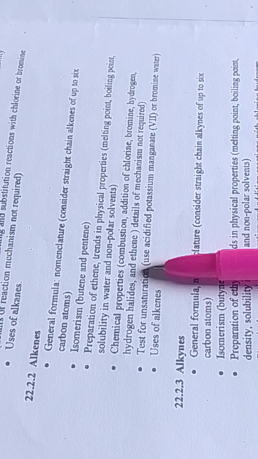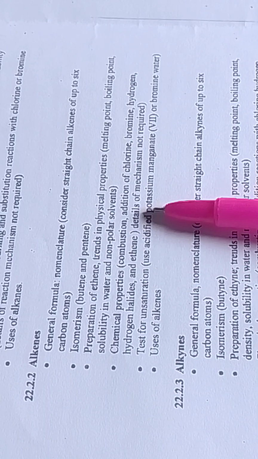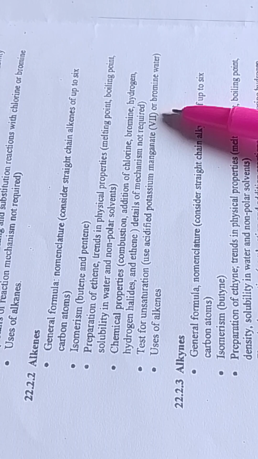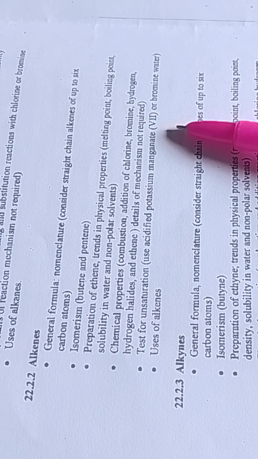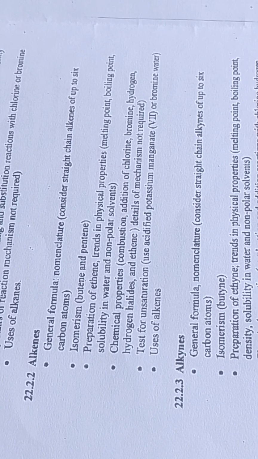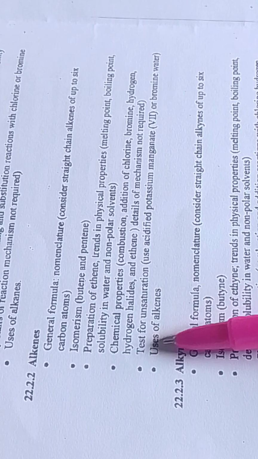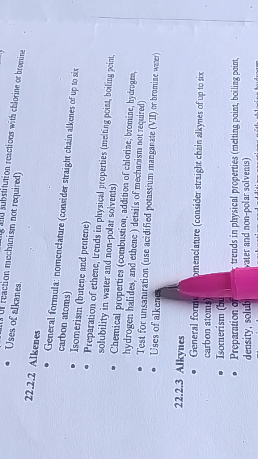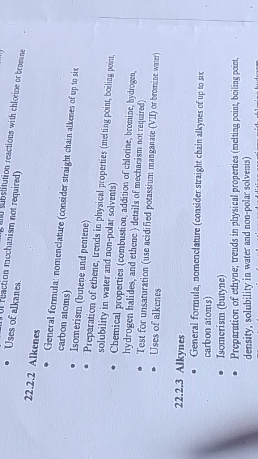And the test for it is done using acidified potassium manganate 7 or bromine water. That's the test of unsaturation, and this is mostly tested in paper 3. Use of alkenes. Finally, that's the use of alkenes. Now into the third one, which is alkynes.